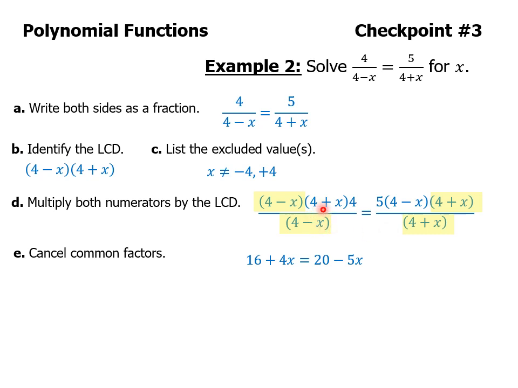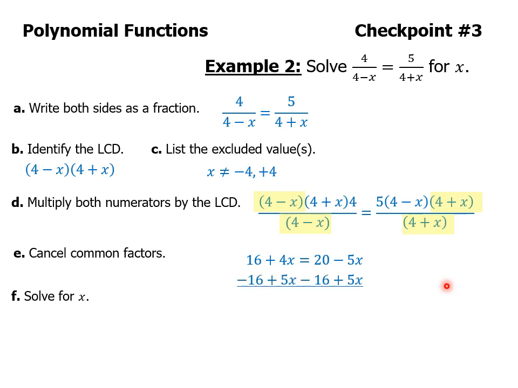And so we have just on this left, 4 times 4 is 16, x times 4 is 4x. On the right, 5 times 4 is 20. 5 times negative x is negative 5x. So we cancel those common factors. We don't have fractions anymore. Now I can solve for x.